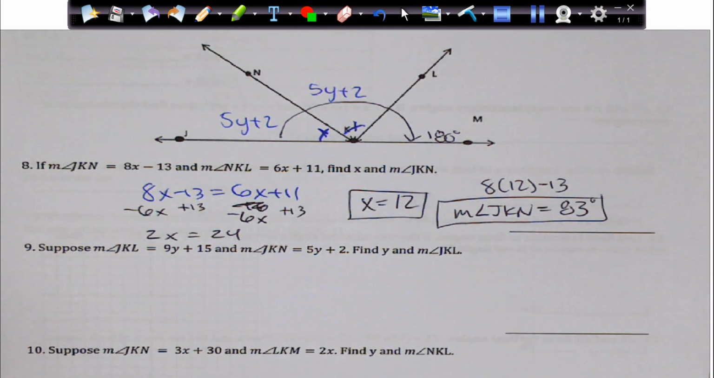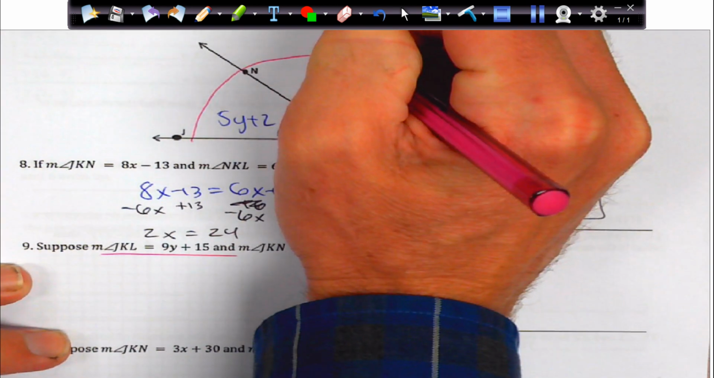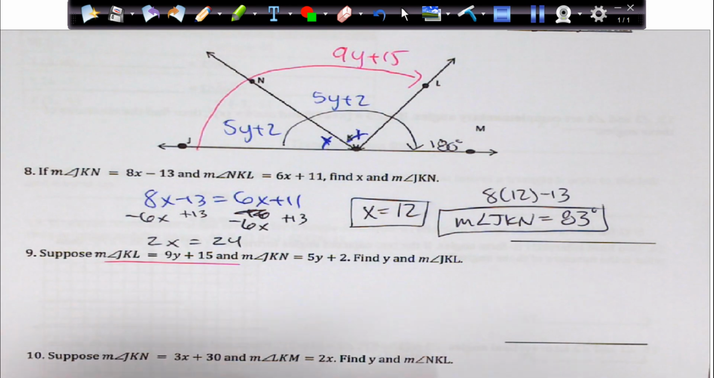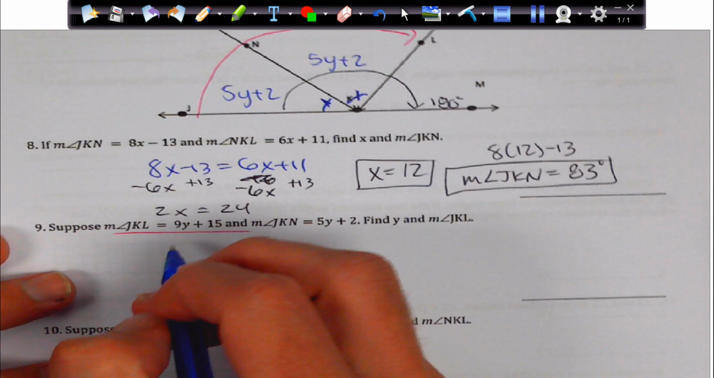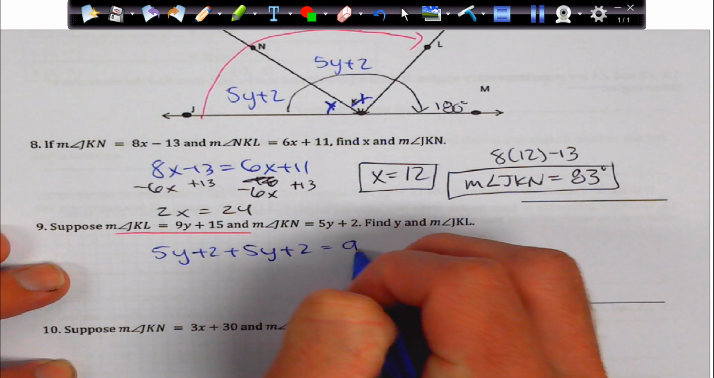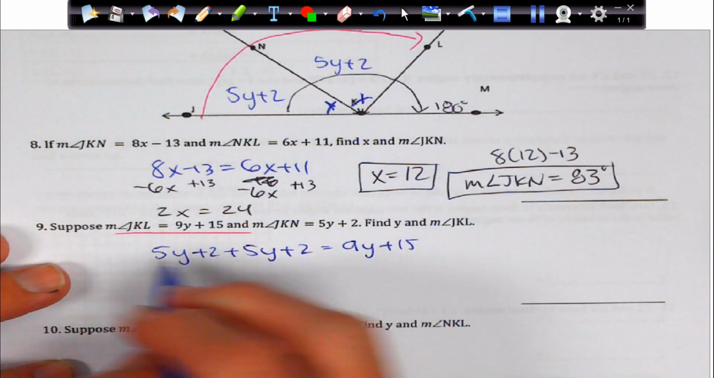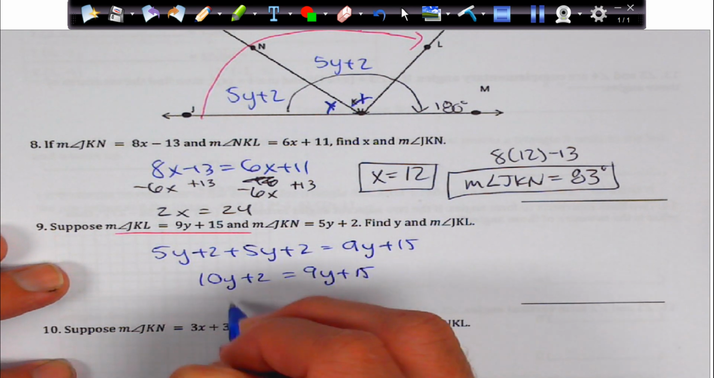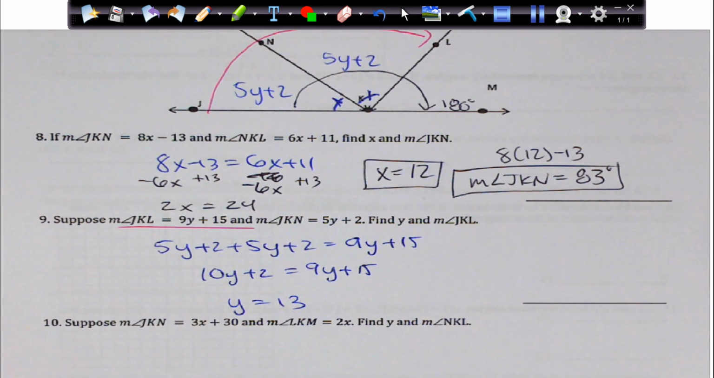And then it says the whole thing, JKL, so from here to here, is 9y plus 15. So I should just be able to add these two together to get this. And again, I had 5y plus 2 twice because it was said to be congruent. So here we go. We get 5y plus 2 plus 5y plus 2 equals 9y plus 15. Combine like terms. Again, we're not adding or subtracting because we're not going across. So that's 10y plus 2 equals 9y plus 15. I'm going to subtract the 9y to get y. I'm going to subtract the 2 over here to get 13. And boom, y equals 13. Find JKL.